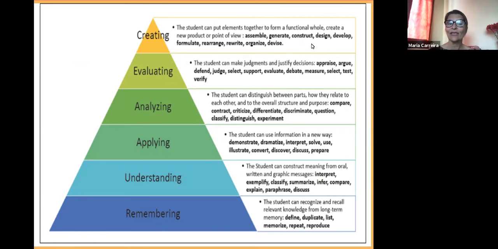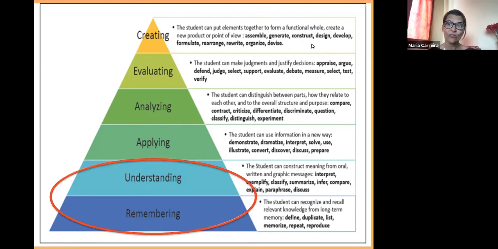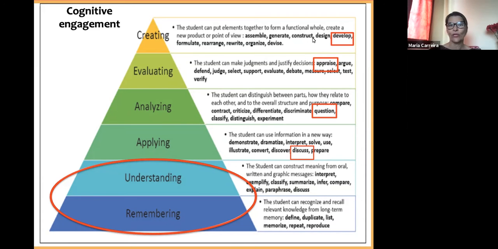Classroom studies indicate that most of the activities and the questions that teachers pose in the classroom remain at the level of remembering or understanding. That's too bad, because it's when we ask our students to discuss, to question, to appraise a design, when that happens, we are really engaging them cognitively, which means they are getting turned on to the thinking, what they're learning, what they can do with what they're learning. So moving up Bloom's taxonomy is essential to establishing cognitive engagement.